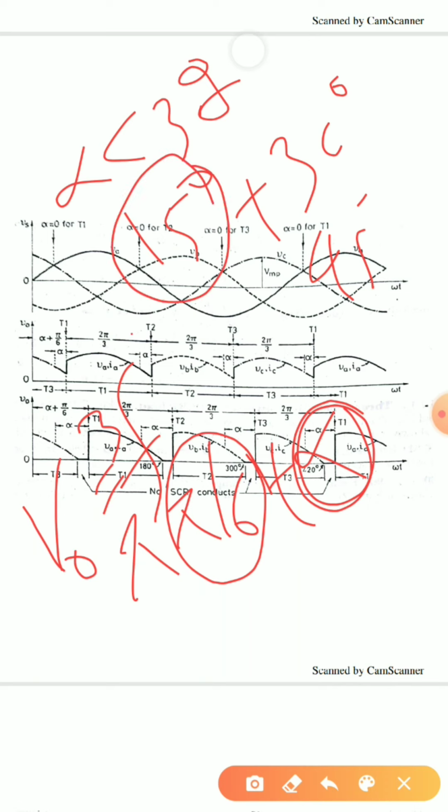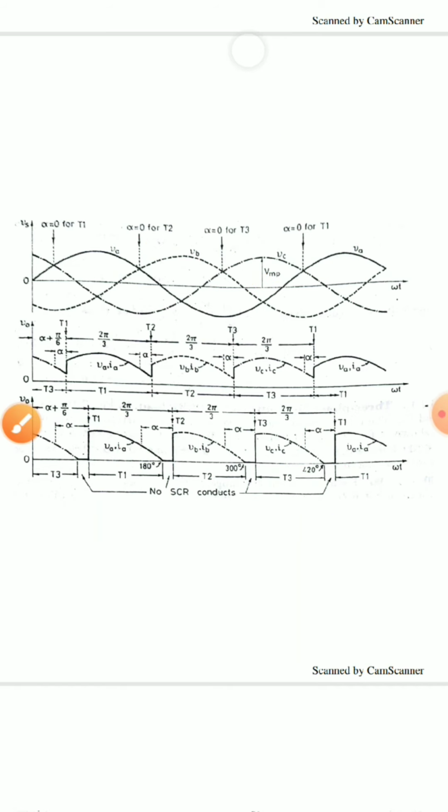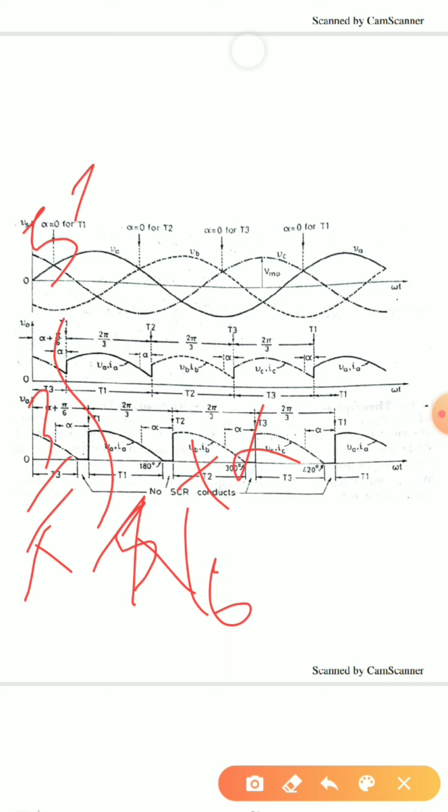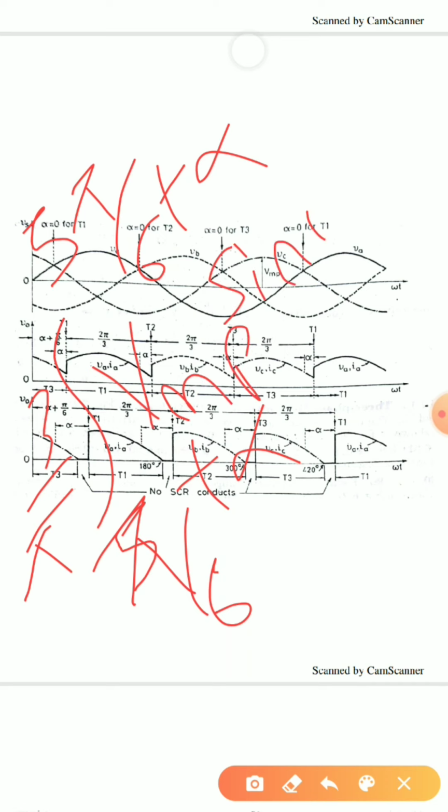Therefore, pi by 6 plus alpha, and we know that it goes till 150 degree. As we discussed at first, T1 will conduct from 30 degree to 150 degree. So this is 150 degree, that is 5 pi by 6 plus alpha. So the limits that I am getting are, it will conduct from 30 degree plus alpha to 150 degree plus alpha. And we know that it is a sine wave, so I can take it to be sine omega t d omega t.